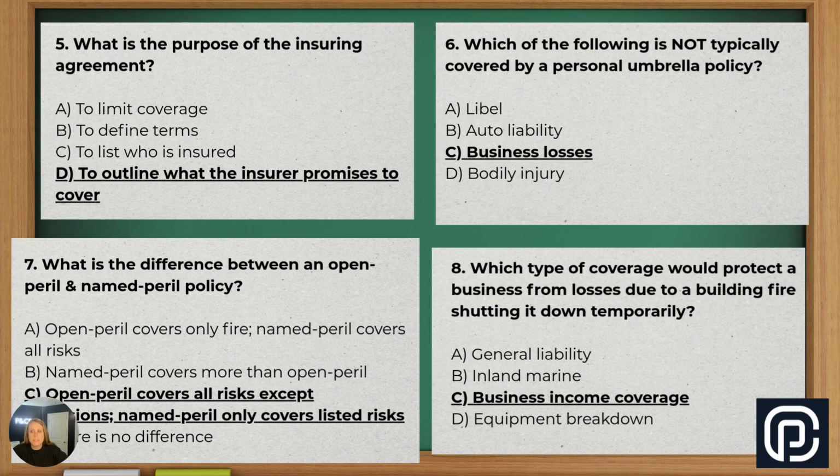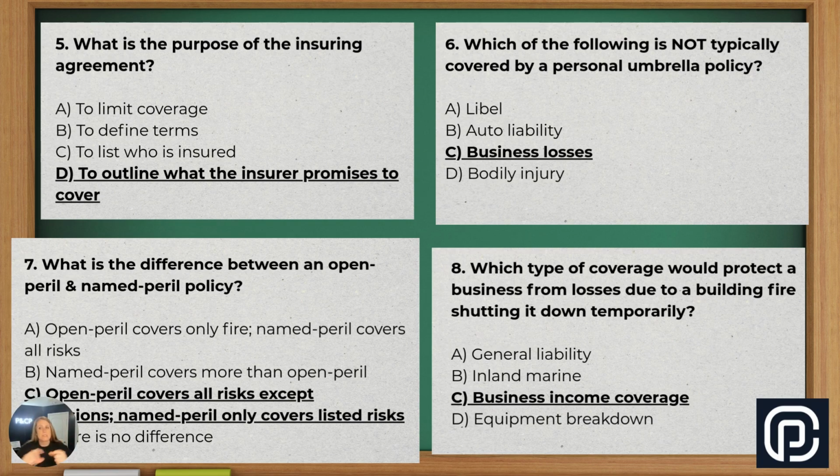We'll get to conditions in a couple questions here. Number 6. Which of the following is not covered by a personal umbrella policy? The answer here is business losses. And this is kind of a general piece of advice for the exam.